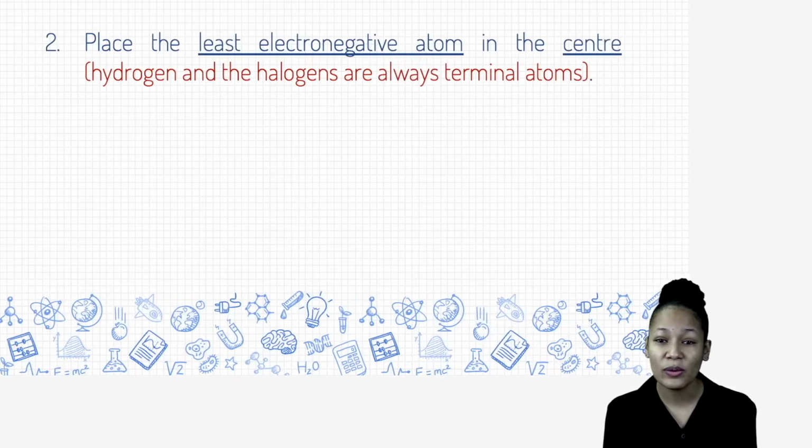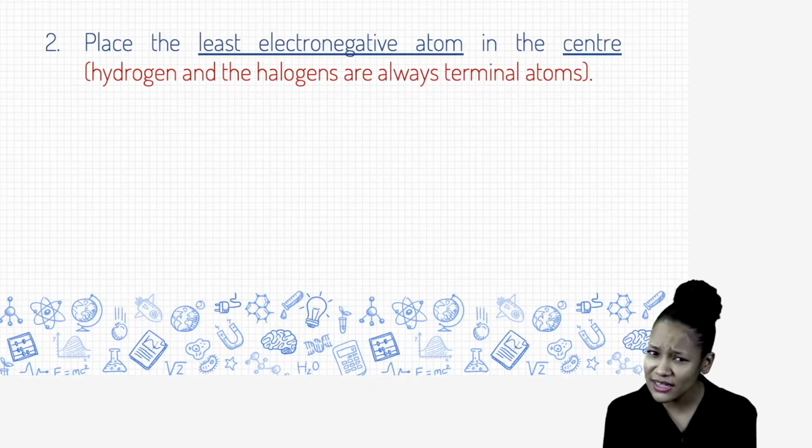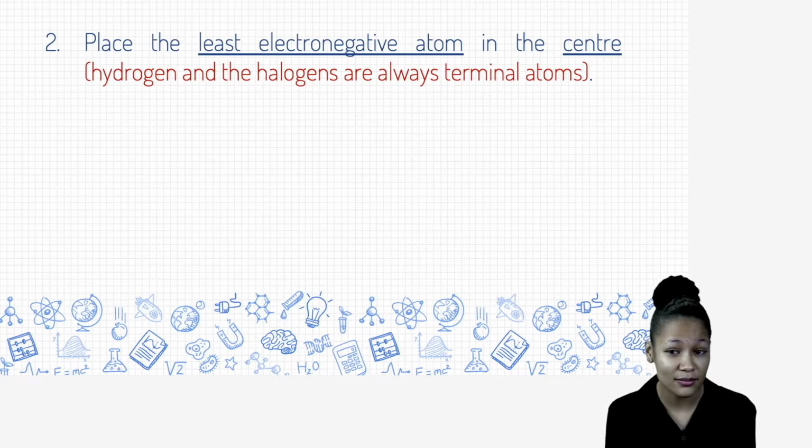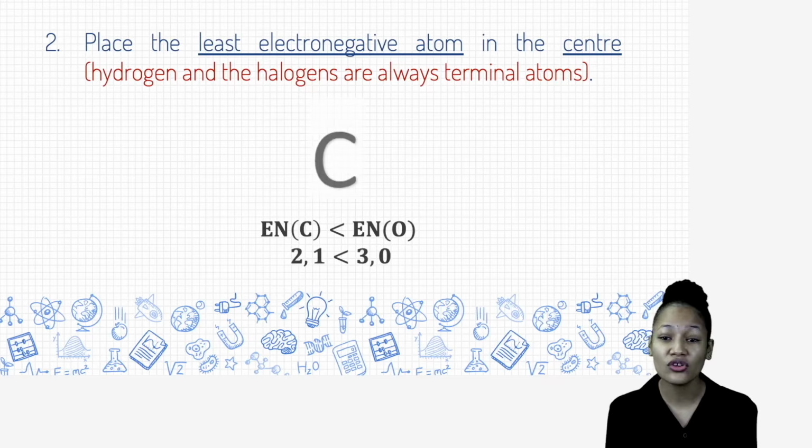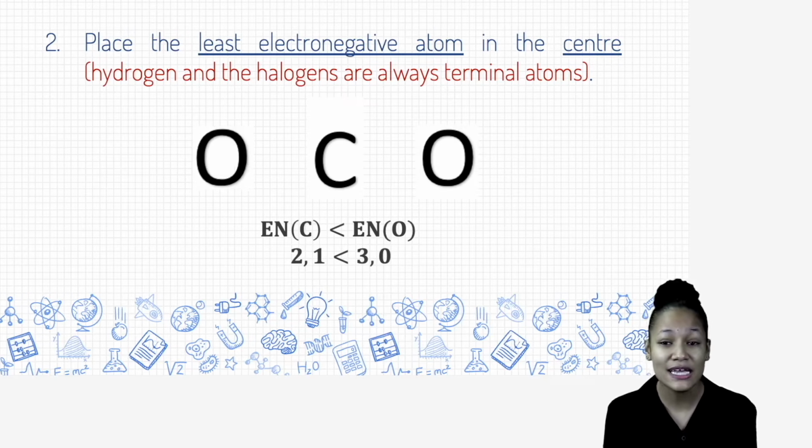Step 2 says we place the least electronegative atom at the center. But Junior Techies, remember, hydrogen and the halogens are always terminal atoms because they have a valency of 1. When we compare the electronegativities of oxygen and carbon, we find that carbon has the lower electronegativity. We therefore place carbon at the center, and each oxygen atom will become a terminal atom, and we therefore place them on either side of the carbon atom.